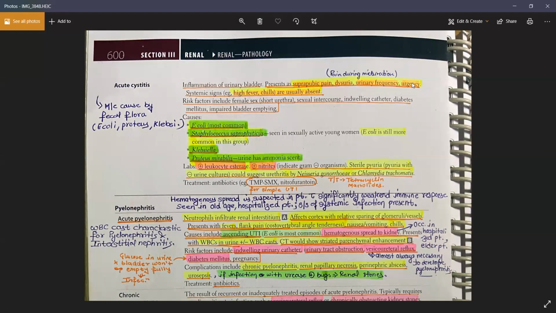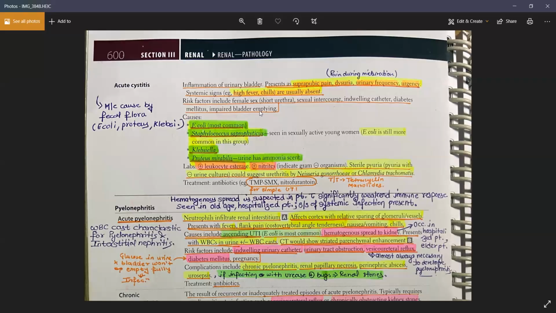Diabetes can also do that because in diabetes you will be having glucosuria. Impaired bladder emptying can do that because whenever you have some kind of obstruction, the urine flow, which is an important resistance against these organisms, is lost. If you lose this factor, then you can have an infection again. So impaired bladder emptying or decreased urine flow can also cause cystitis.